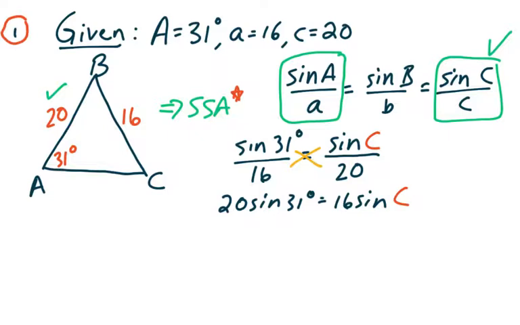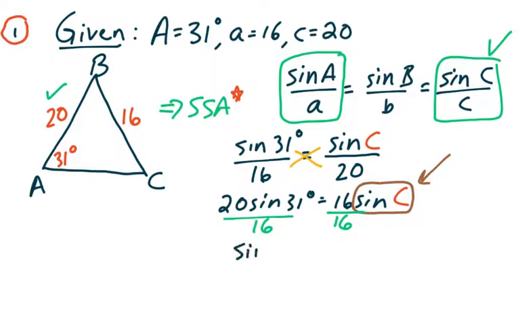Okay, now C is what we're looking for. We're trying to get C by itself, which means I really need to isolate this whole term, the sine of C. Once we get that by itself, then we can find another way to get angle C by itself. So right now, as you see, it's being multiplied by 16. So how about we divide both sides by 16?